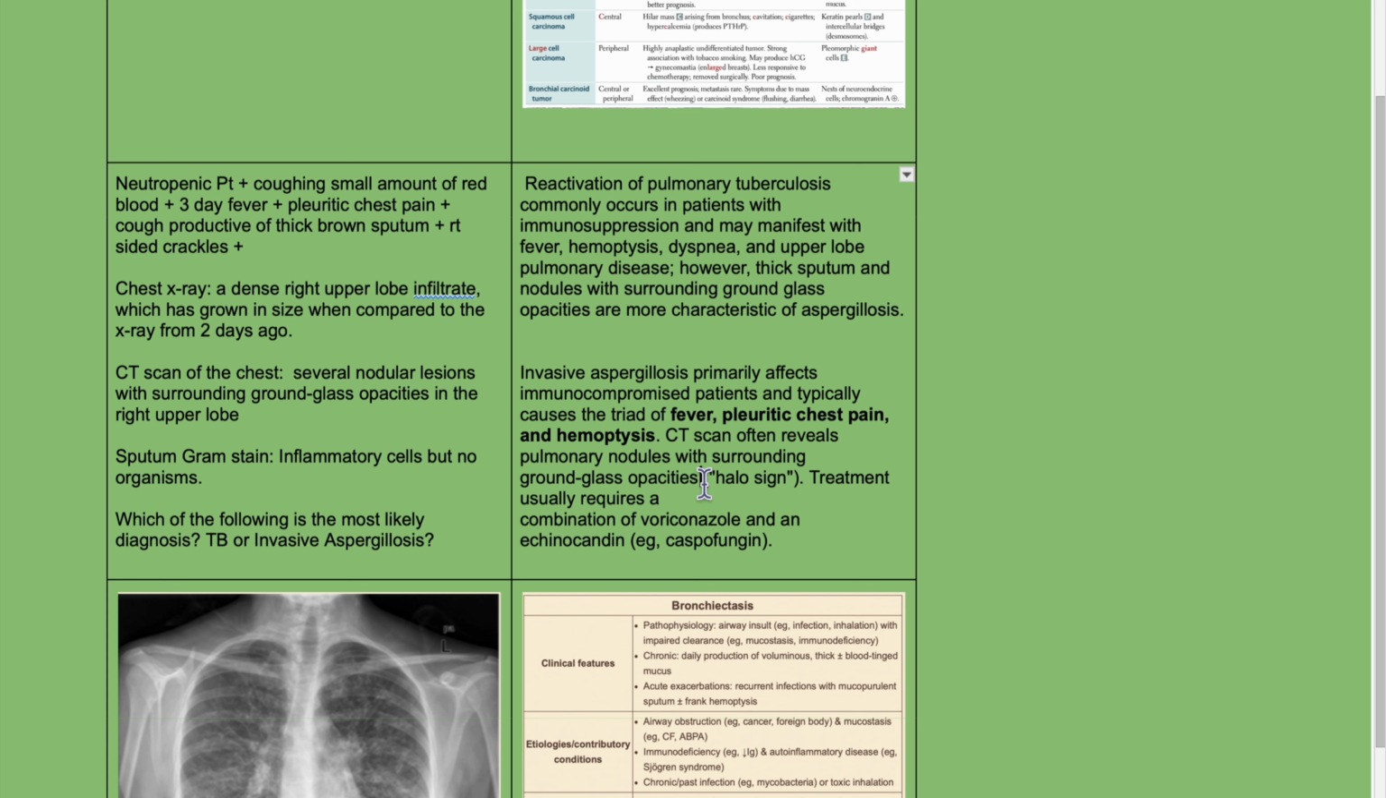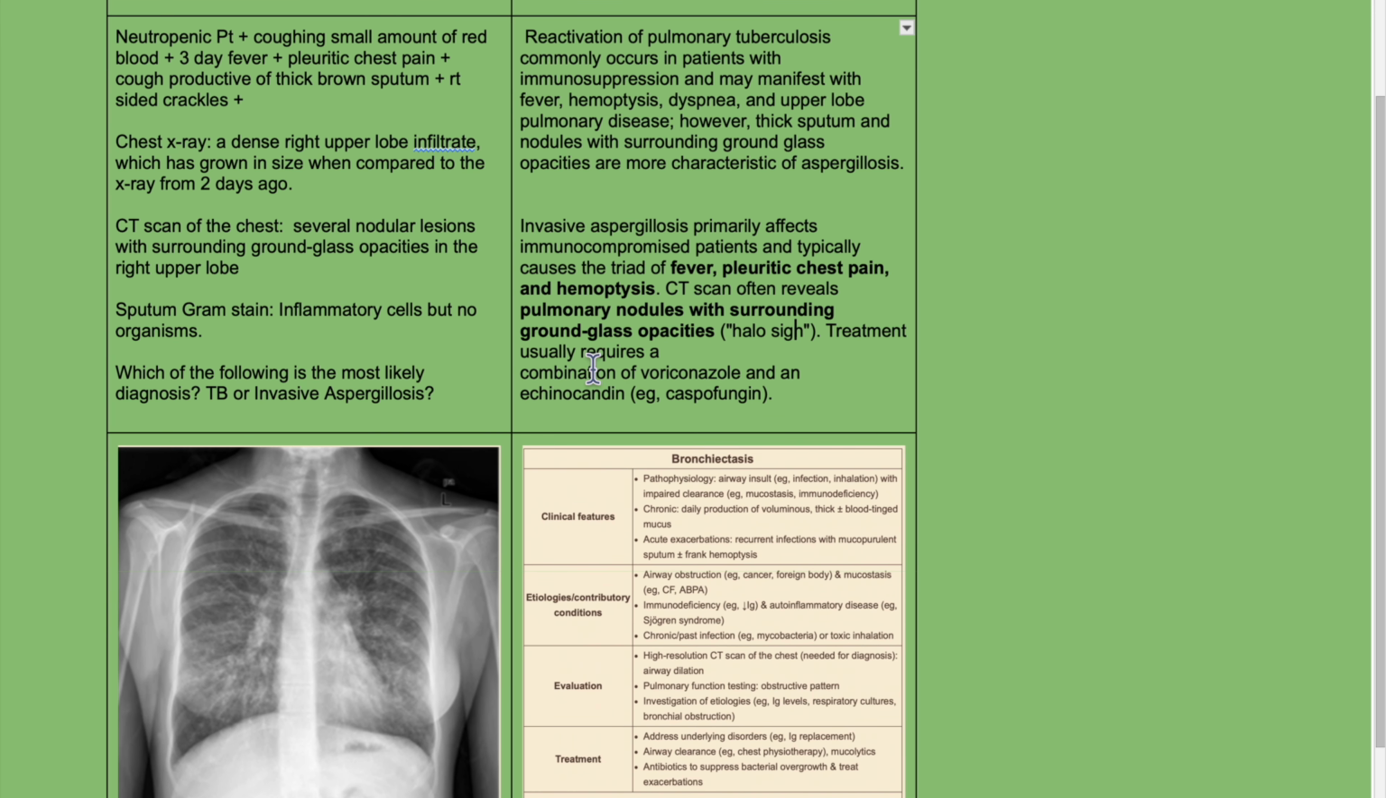It reveals pulmonary nodules with ground glass opacities. Halo sign, it's called. Okay. Treatment usually requires a combination of voriconazole and an echinocandin or caspofungin. Okay, antifungal.